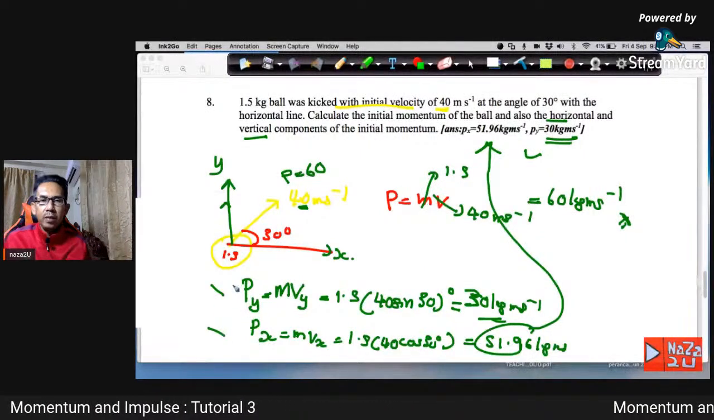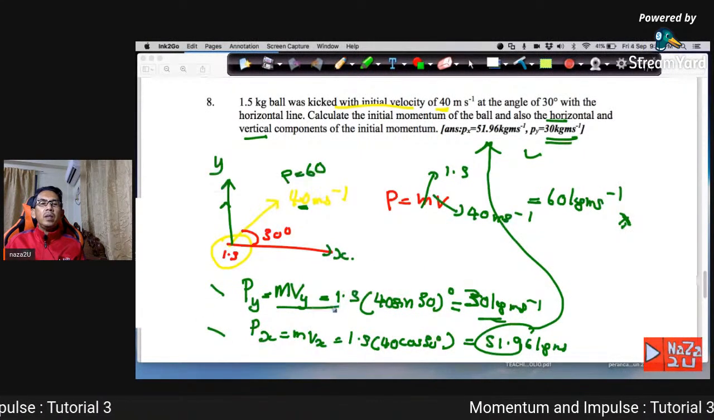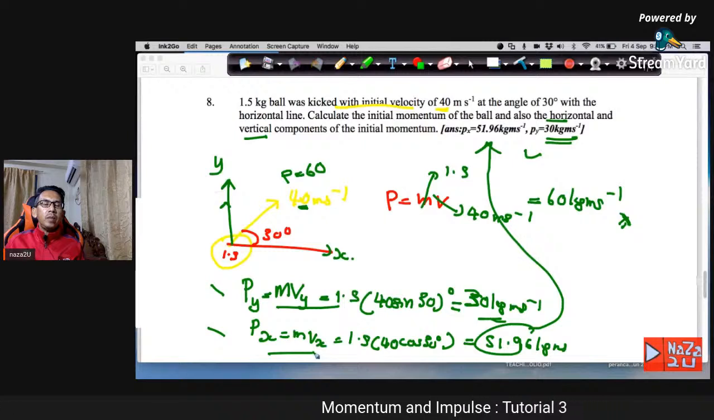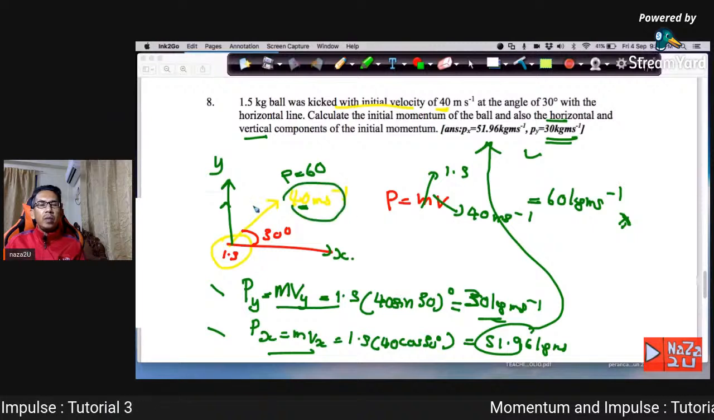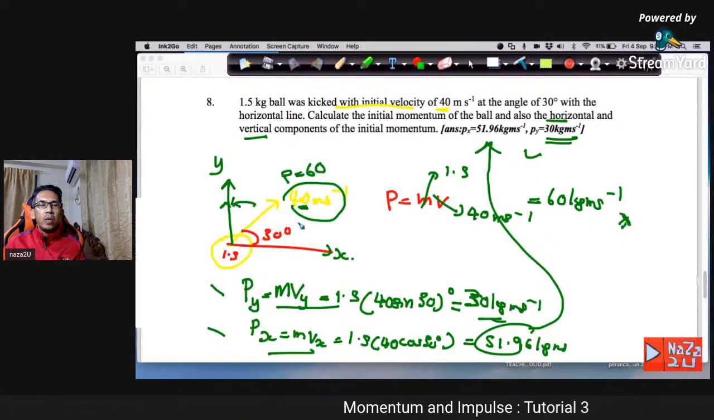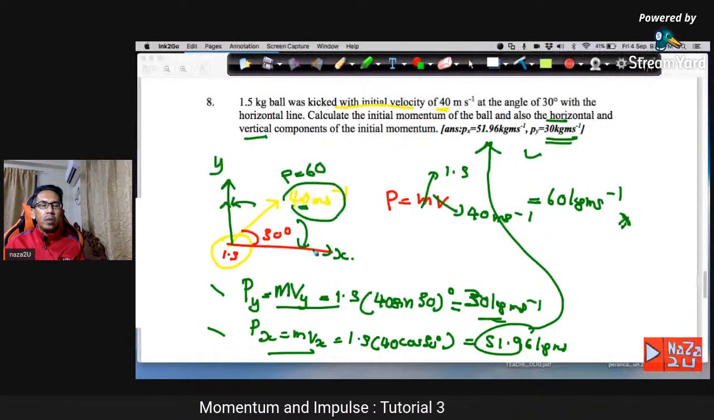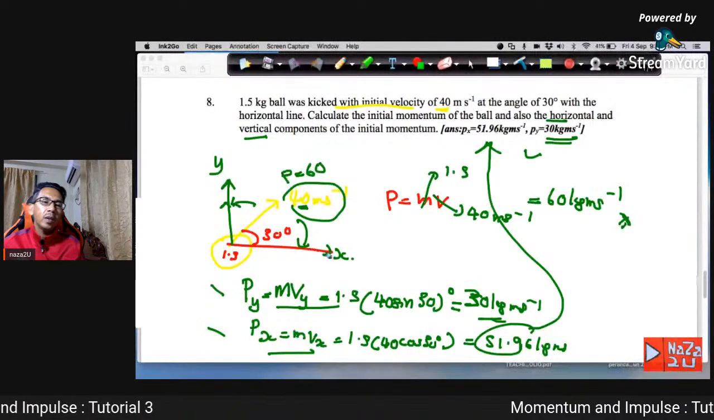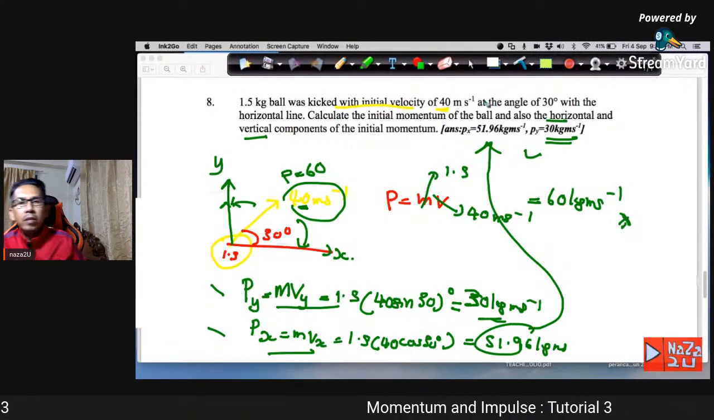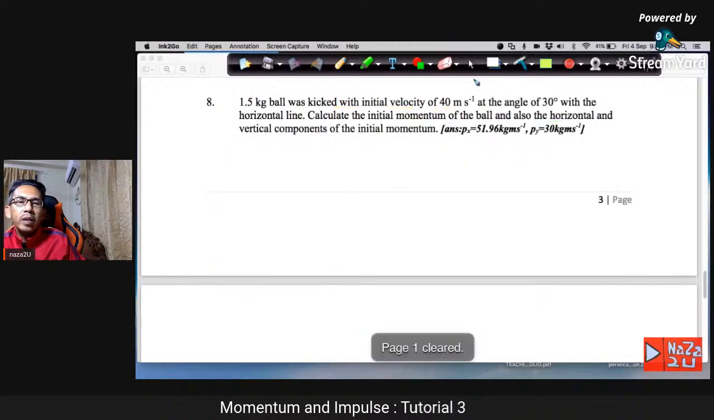Okay, it's not difficult, you can calculate here. Actually, the point here is how you can resolve momentum, or how you can find the Py momentum and the Px momentum, or you must resolve 40 meter per second to the Vy, and 40 meter per second resolves to the Vx as 40 cos 30. Right, this is question number 8.